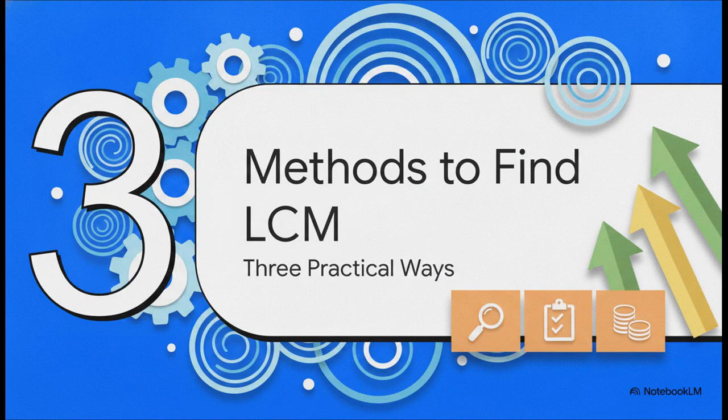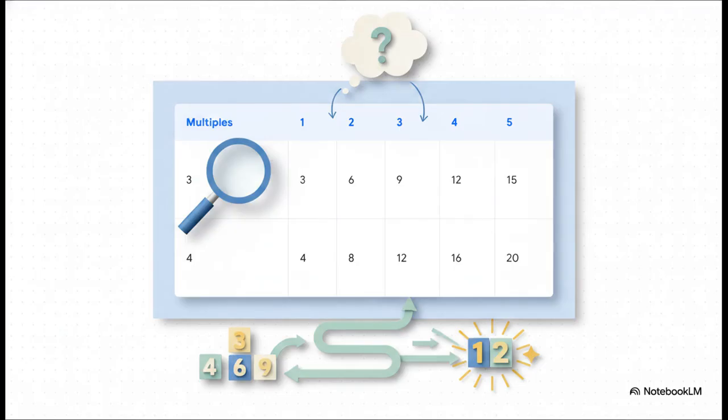Section 3, 3 methods to find LCM. Let's look at 3 practical ways to actually calculate it, starting with what I think is the most intuitive method. The first tool in our kit is the listing method, and it's exactly what it sounds like. You just simply write out the multiples for each number in a row until you spot the very first number that pops up in both lists.